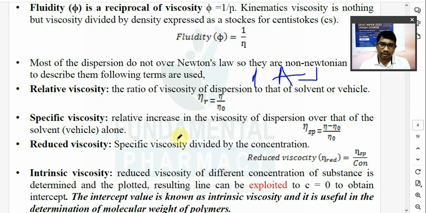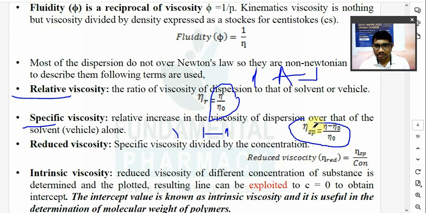It is obtained by 1 minus relative viscosity. Viscosity of dispersion, the relative viscosity, you subtract it from 1. So specific viscosity means 1 minus relative viscosity. 1 minus eta divided by eta 0, we will get this specific viscosity.